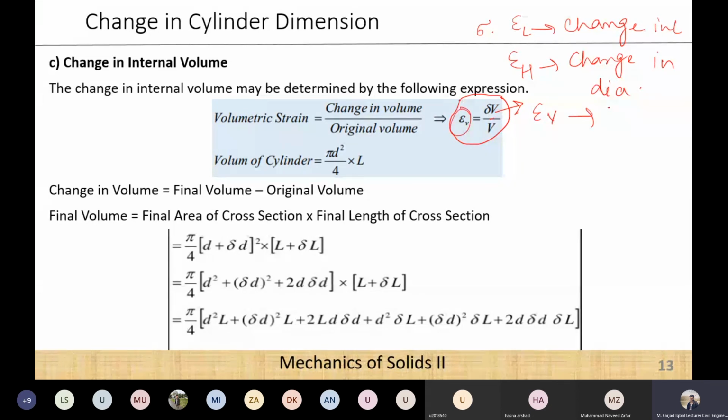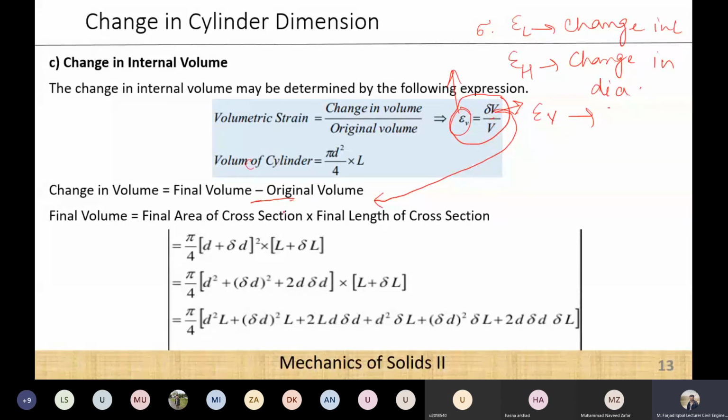So in this formulation, we have to do a different thing. We know that the original volume of the cylinder is pi d square over 4 into L. So let's suppose we derive the formula for this change in volume using the dimensions of the cylinder. Can I write that change in volume is equal to final volume minus original volume?